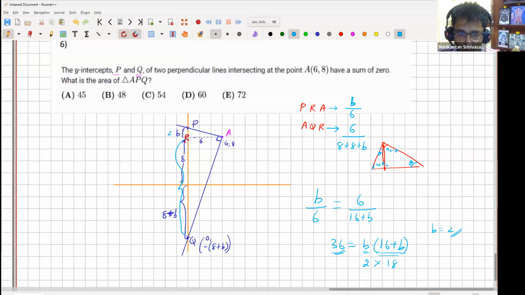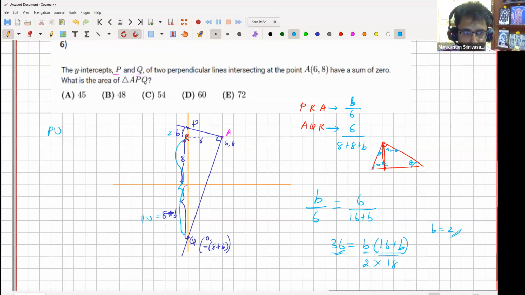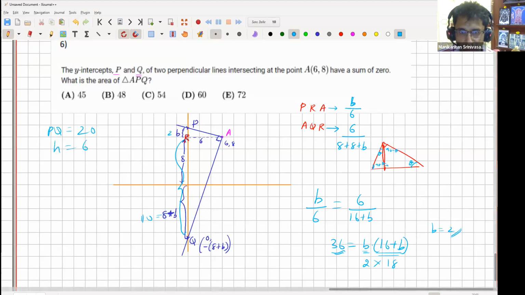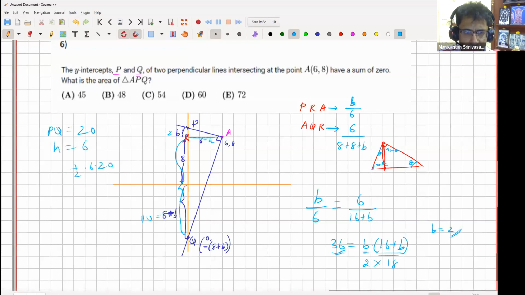So B is 2, this is 2, therefore this height is 10. And then area of triangle APQ, I can use half base into height. PQ is the base. PQ becomes now 10 plus 10, which is 20. And the height is just 6, namely AR. This is the height. So the area becomes half into base into height, which is 60, one of the choices.